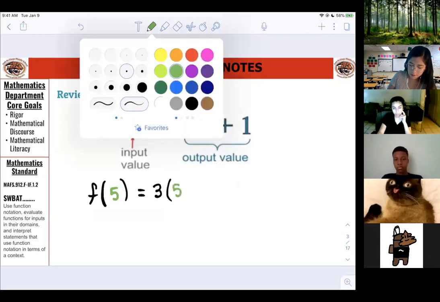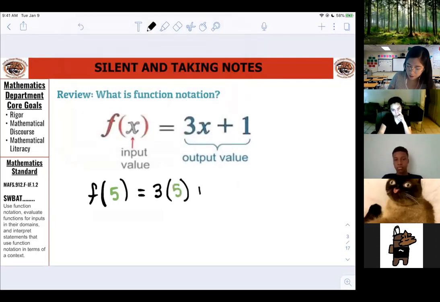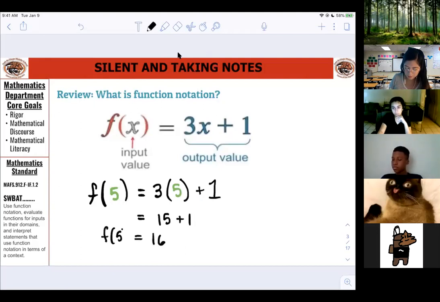Yeah. So in other words, I'm substituting the x with a 5. I'm plugging in a 5. And then you just solve that. So 3 times 5 is 15. 15 plus 1 is 16. So that means that f of 5 equals 16. Again, that's just a review from yesterday, and that's also something that's on your Khan Academy. So just make sure that you understand how to do that. Do I have any questions on this?